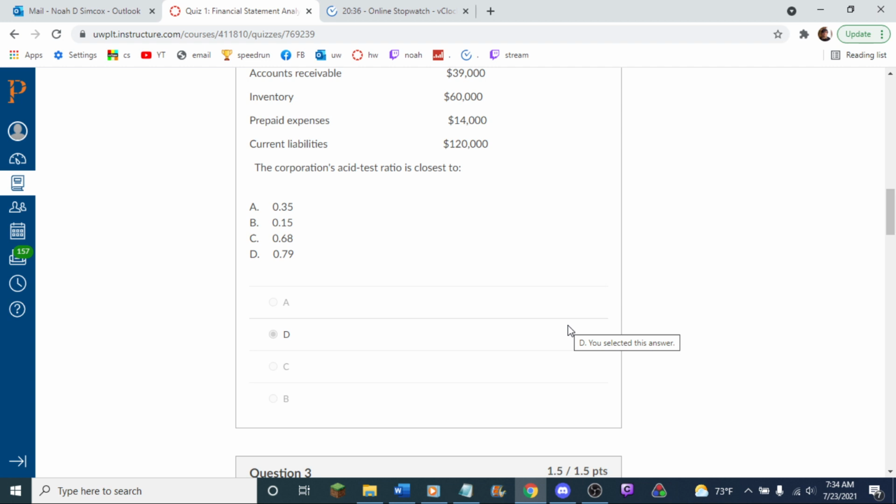Okay, and then the operating cycle is something that I didn't know about on the phone, but it's pretty intuitive. It's accounts receivable turnover in days plus inventory turnover in days.